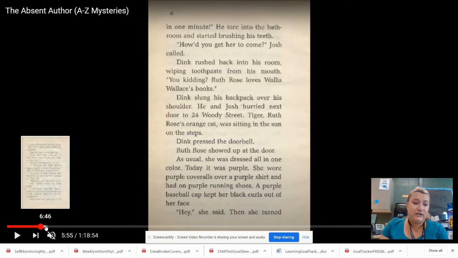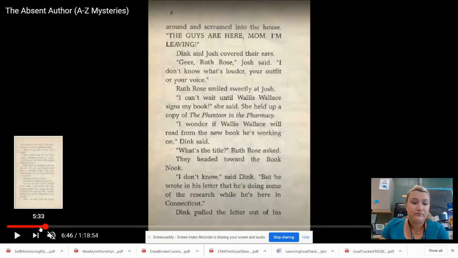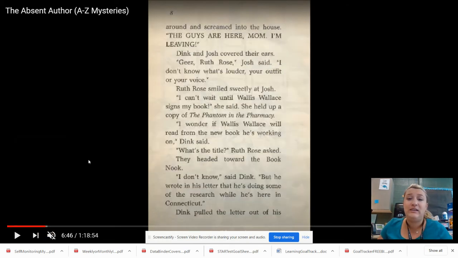Then she turned around and screamed into the house. "The guys are here, Mom. I'm leaving." Dink and Josh covered their ears. "Geez, Ruth Rose," Josh said. "I don't know what's louder, your outfit or your voice." Ruth Rose smiled sweetly at Josh. "I can't wait until Wallace Wallace signs my book," she said. She held up a copy of The Phantom in the Pharmacy.